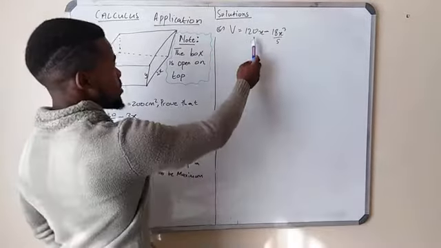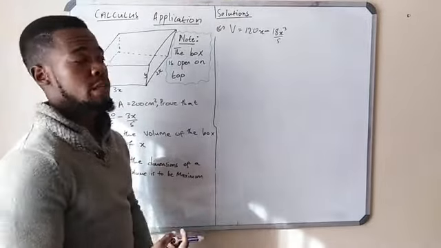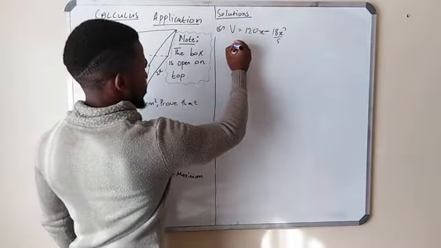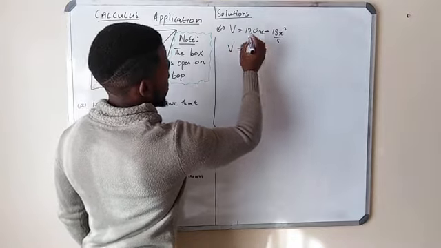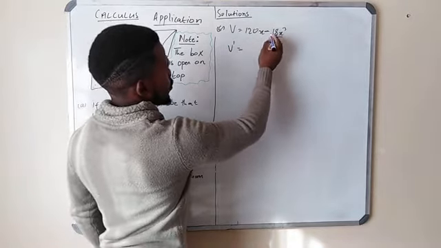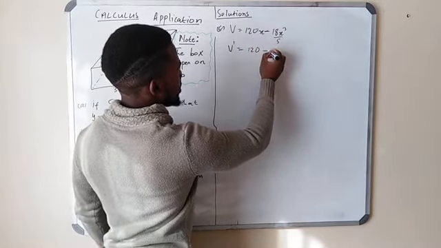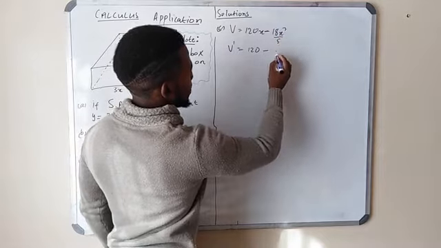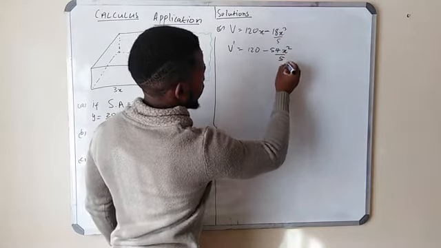If the volume is said to be maximum, that simply means we are going to find the first derivative and solve for x in this case. So for volume to be maximum, we say V prime, you differentiate this with respect to x, you are going to have 120 minus 18 times 3, it will be 54x squared all over 5.